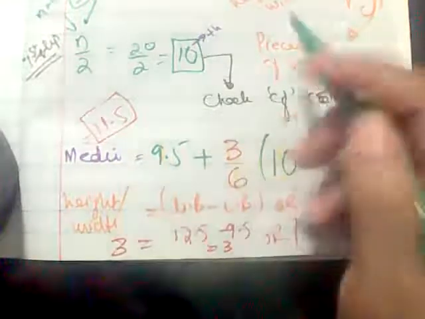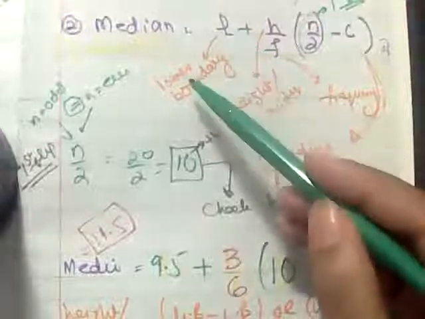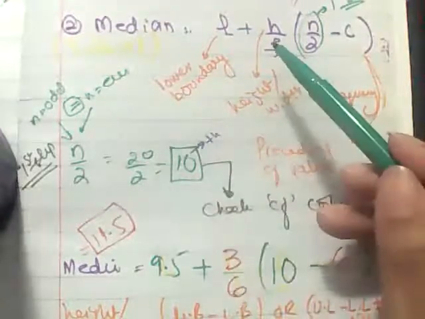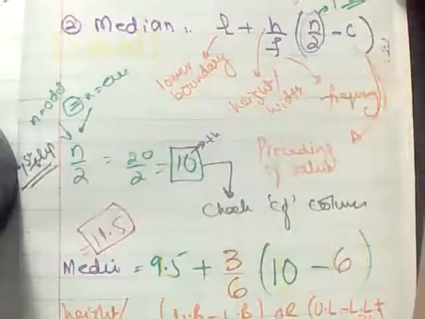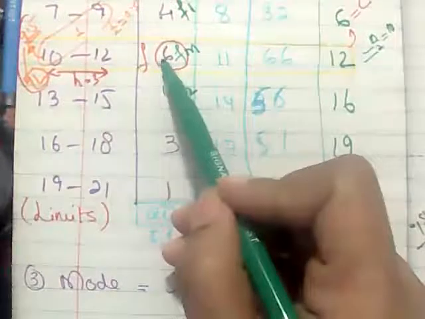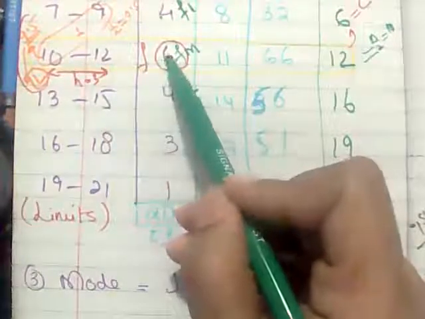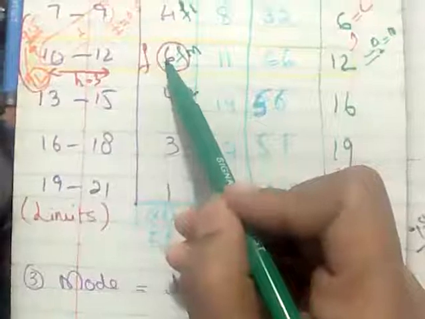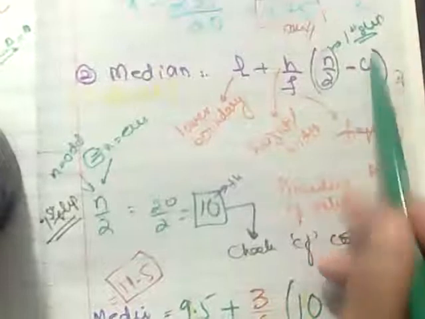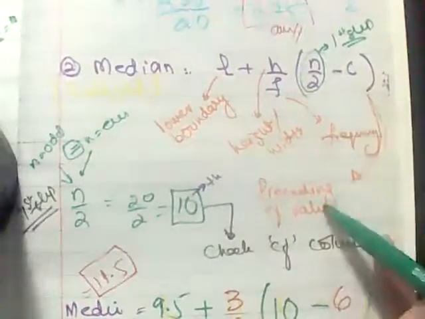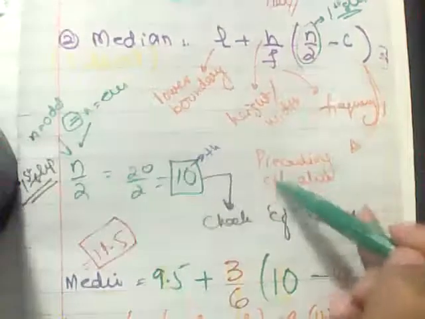And coming back to the formula, so now I have found L. L stands for lower boundary. H stands for the height, right? That also I calculated. And then the second last is F. F stands for the frequency. Frequency of this class, right? What is F value here? F is 6. So in the place of F, you will write 6. And then there was one more thing in the formula, that is C. C is the preceding. Look here what I have written. C is the preceding CF value.